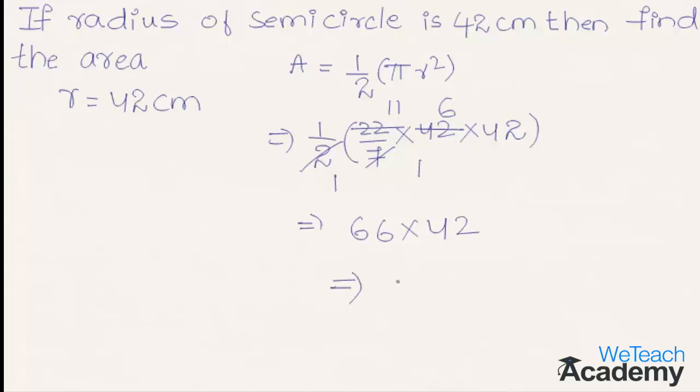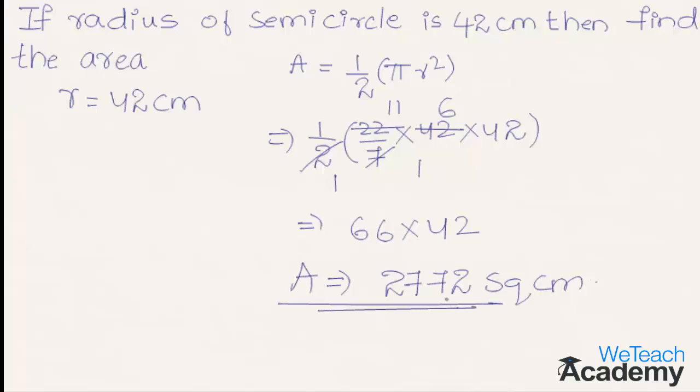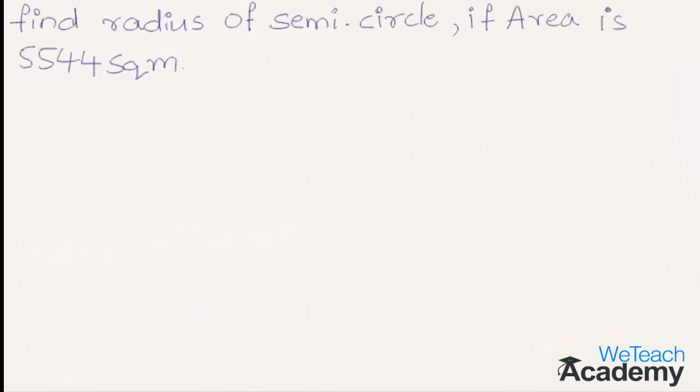And here by multiplying, we get the result as 2772 square centimeters as the area of semicircle. So here the formula to find area of semicircle is 1 by 2 into pi r square. And now let us proceed and solve one more example on the same formula.